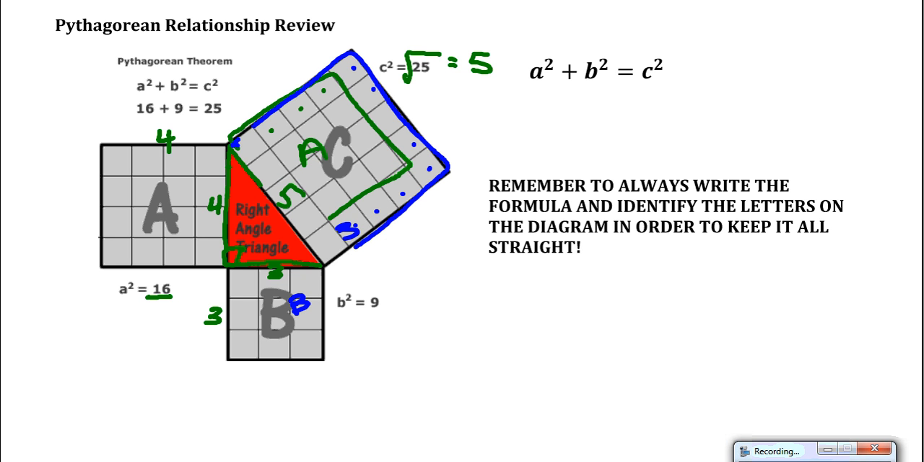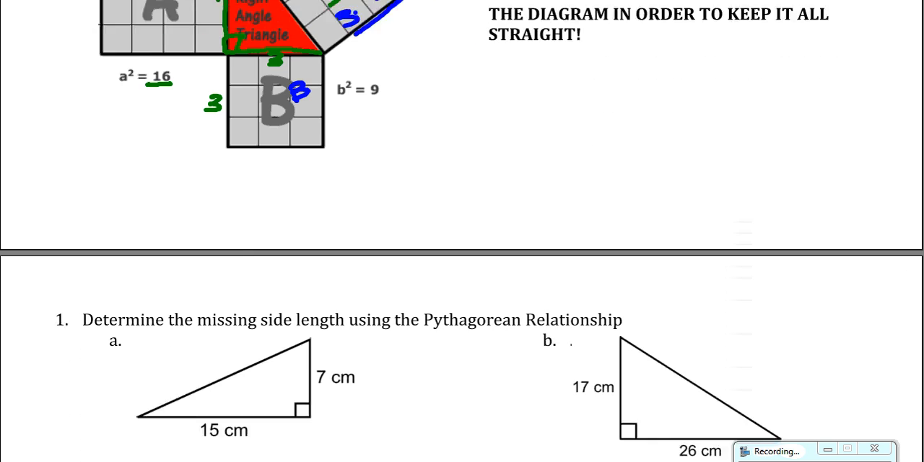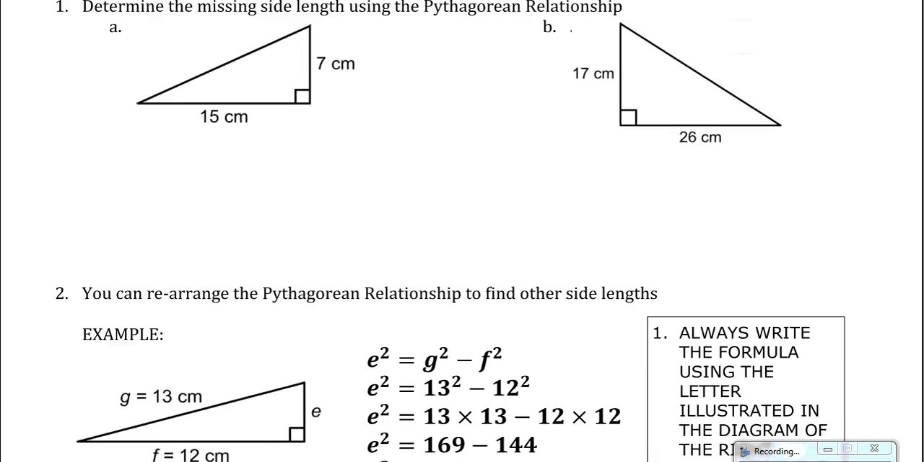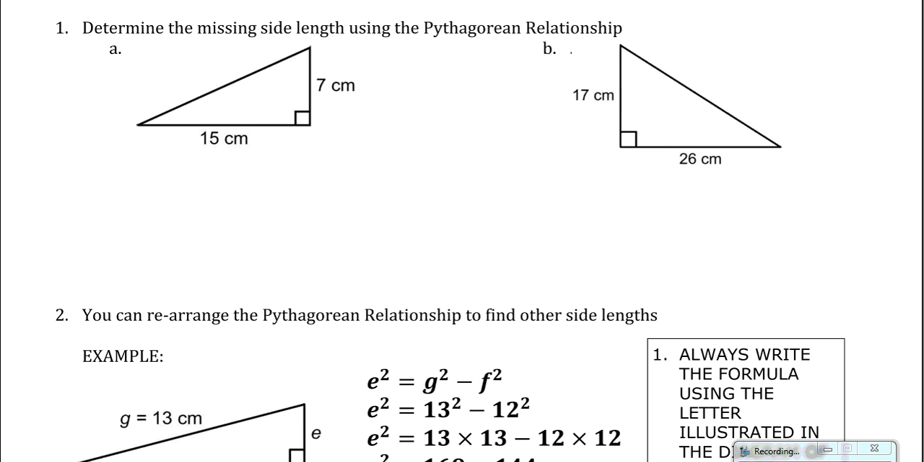We'll do a couple of practice problems, and like I said, if you need more practice in class, we will definitely do that. Okay, so one of the keys before we start using the Pythagorean relationship is, first of all, we need to make sure that we have a right triangle. We've got a 90-degree angle, it's a right triangle, so we're good. The second thing is we need to figure out where the hypotenuse is, and then where the other side lengths are.